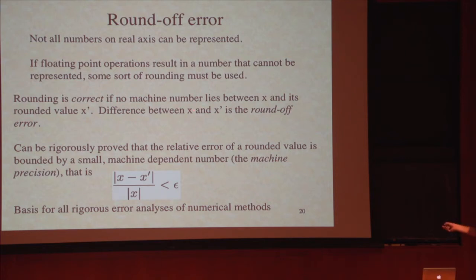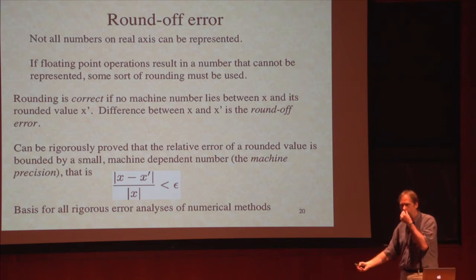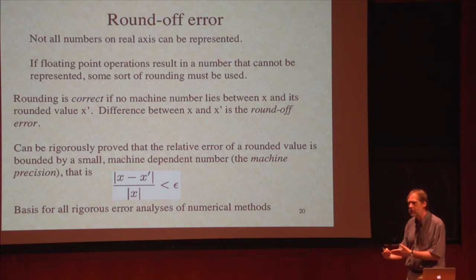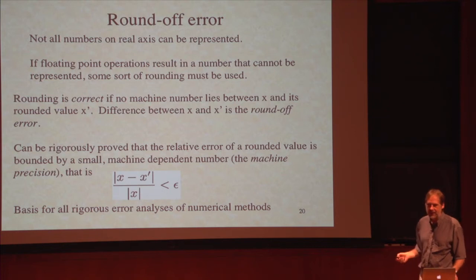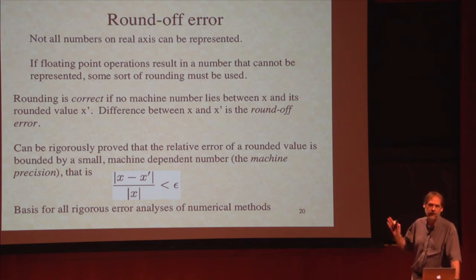And the difference between x and x prime is the round-off error. So you do an operation, it results in an unrepresentable number. The computer should represent that by the closest machine number possible with no other machine numbers in between. Now, back in the bad old days, processors didn't used to do that. Not all processors did correct rounding, which was very, very bad for numerical analysis.